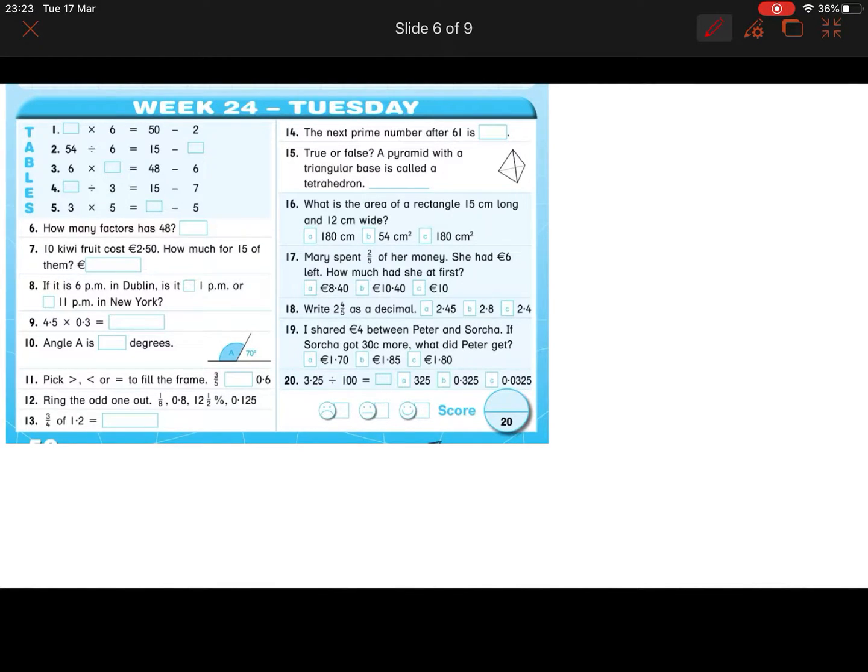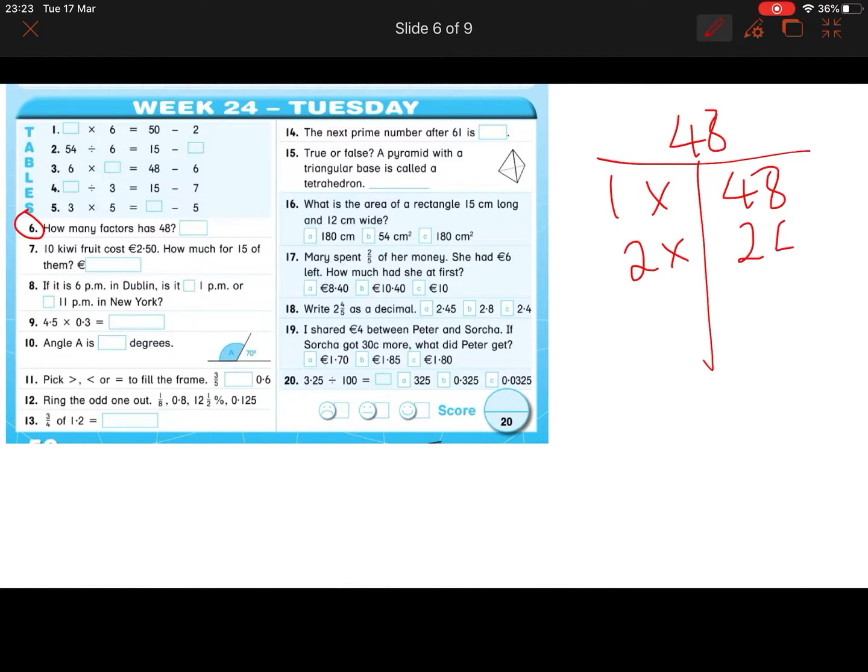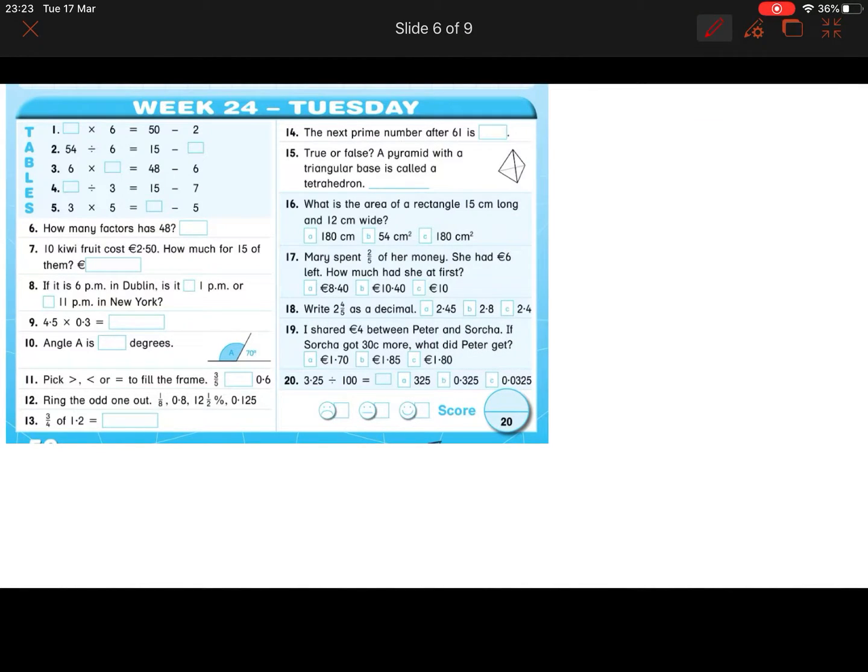Okay, fifth class, let's quickly go over some of the questions that I think you may have issues with tonight. One of the first ones is number 6, when we're looking for the factors. So how many factors has 48? Remember, we do 1 times 48, 2 times 24. How many other factors can you make? How many other ways can you make up 48? And then count them all up. Okay, so the answer we're looking for is a number.